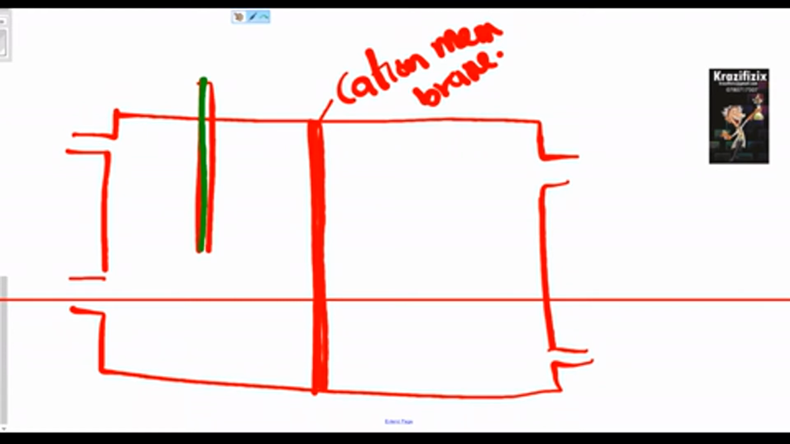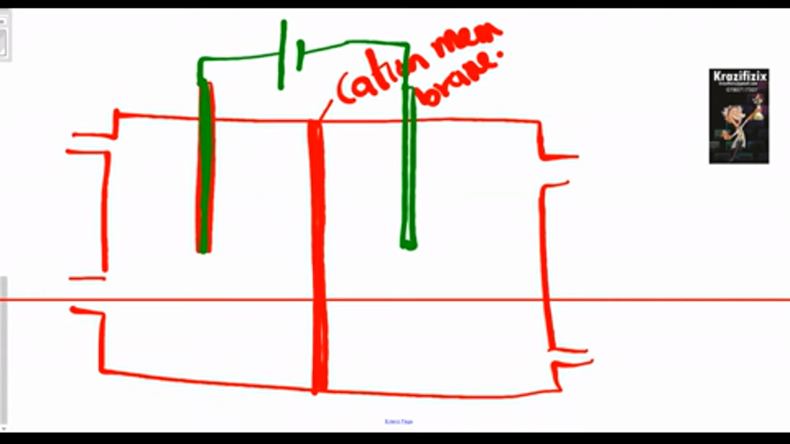Let me make this colorful for us. We have our electrodes, and obviously we remember that these electrodes will be connected to a DC supply. Since this is our positive, this is going to be our anode, and this is negative, this is going to be our cathode. All right, oh, by the way, we missed out something here. We've got two outlets on the left and two outlets on the right.